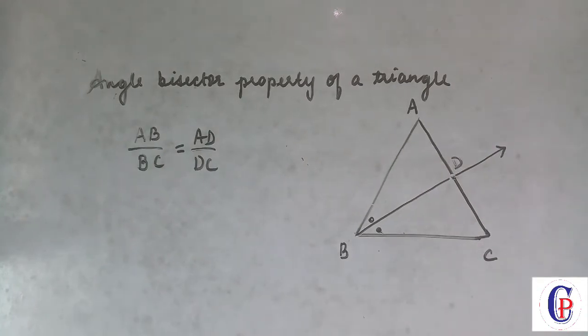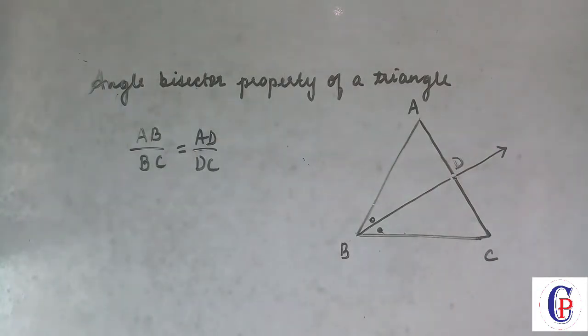AB upon BC is equal to AD upon DC. Now many students make a mistake: they learn this as a formula, the angle bisector property AB upon BC is equal to AD upon DC. It is not a formula. Don't remember this as a formula, because in the exam the name of the triangle can be anything. You have to just understand this theorem or property, what exactly it means.